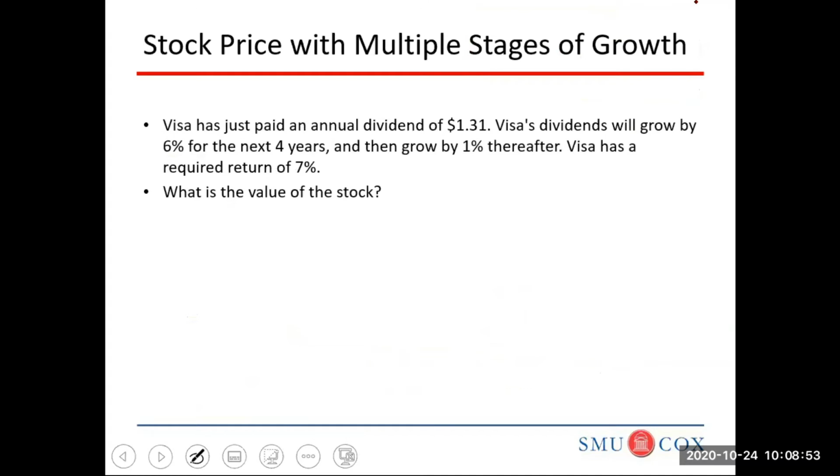Visa has just paid an annual dividend of $1.31. Visa's dividends will grow by 6% in the next 4 years, and then grow by 1%. Let me draw that. Years 1, 2, 3, 4, and then 5.